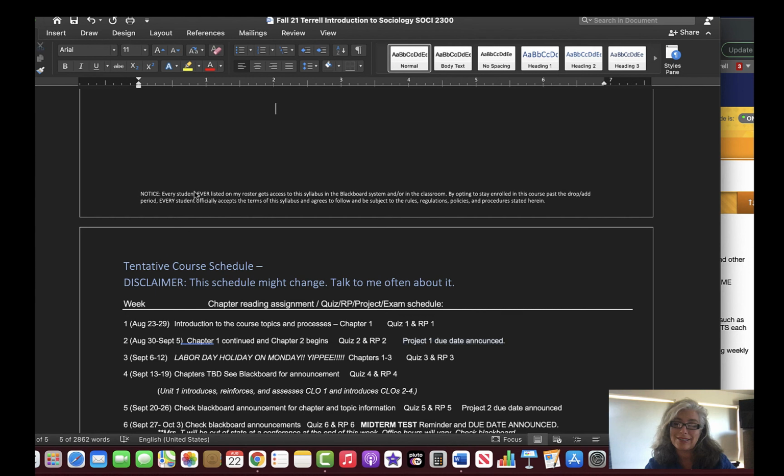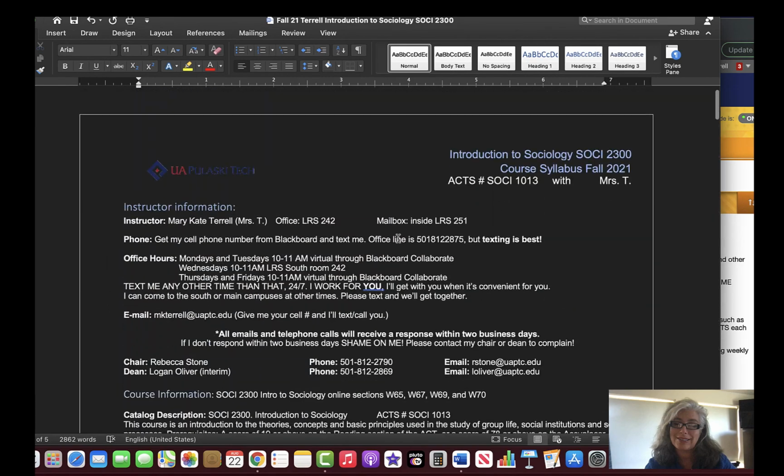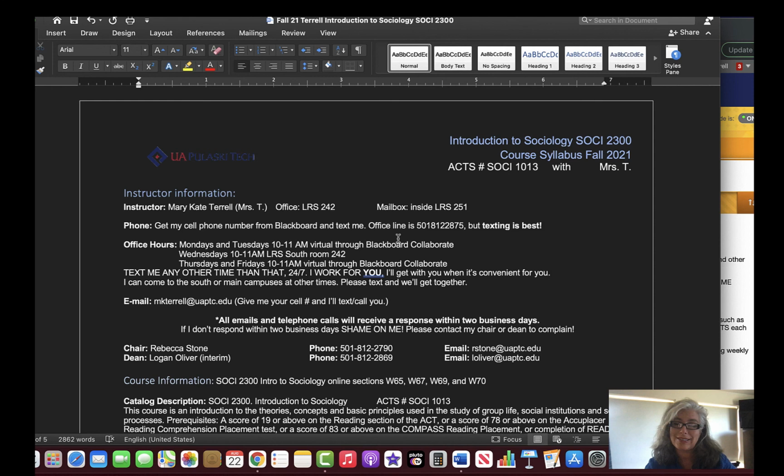But I do have this disclaimer that every student has access to the syllabus as soon as you access Blackboard. If you don't like anything about these requirements, or if you're in the wrong class, it's your responsibility to notice whether you're repeating a class that you don't really need. So make sure that you check all that stuff. And if you stay in the class past the drop add date at the beginning of the semester, technically you have accepted all the terms in this syllabus and you're stuck with me, okay? You're stuck with me between now and finals week. So hopefully, it'll be a wonderful experience being stuck together over the course of this semester.